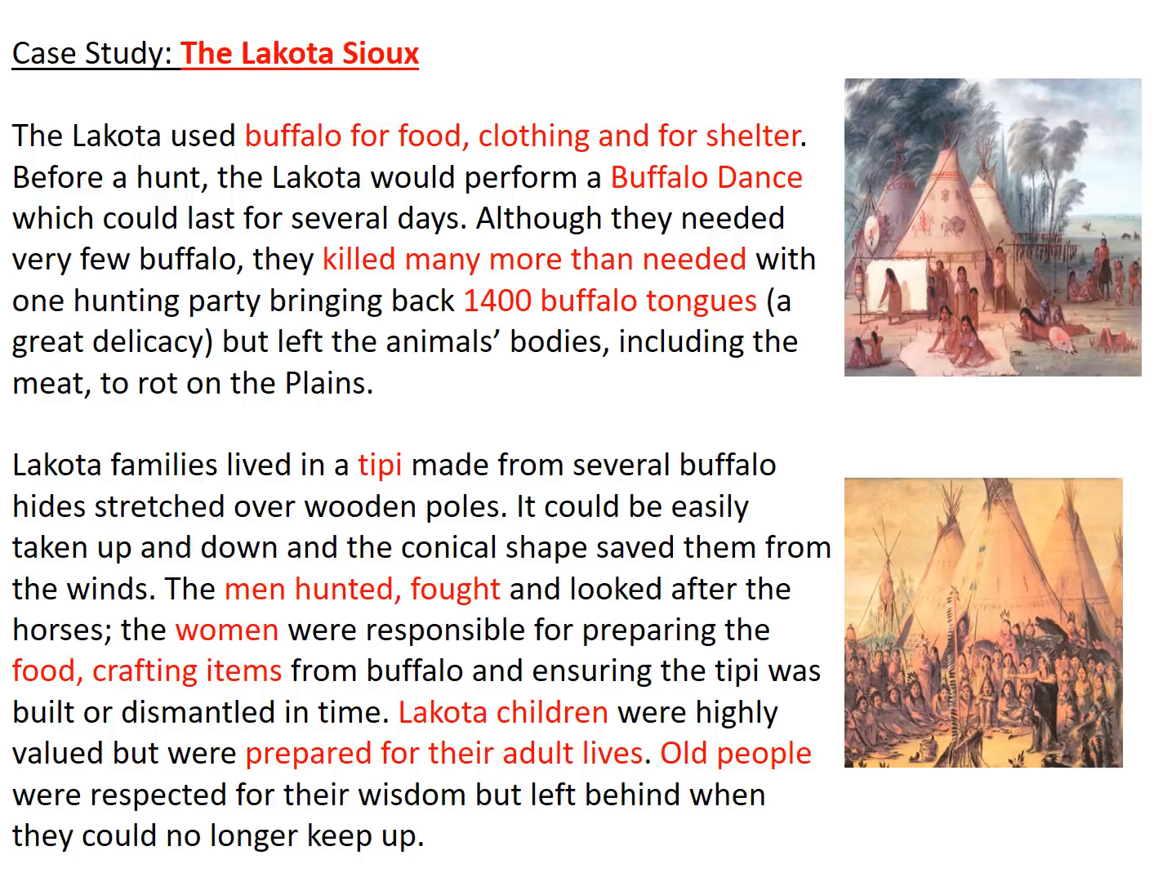More signs of the importance of the buffalo is that the teepee is made from buffalo hides, stretched over wooden poles, easily taken up and down. The conical shape saves them from the wind and allows the smoke to blow from the fire within it.